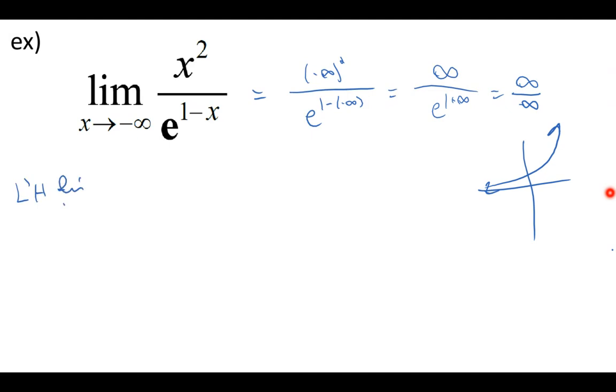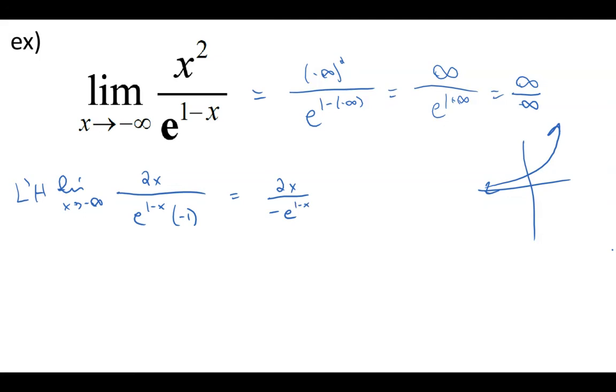Okay, so then we got limit as x goes to negative infinity. Derivative of x squared is 2x. The derivative of e to some function is e to the u times u prime, meaning e, just the original one, and then times the derivative of the exponent. So we got e to the 1 minus x times negative 1, because the derivative of 1 is nothing, and the derivative of negative x is negative 1. So now we've got 2x over negative e to the 1 minus x.